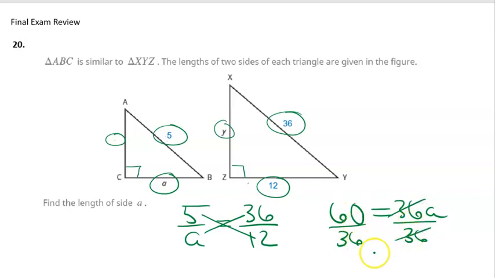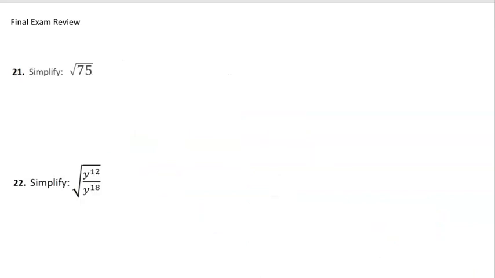Now, what number goes into both 60 and 36? Well, 6, right? That gives us 10 over 6, but what else? 12. I could have gone bigger, or 2 down here. So 5/3 is my A value. Notice it didn't ask for Y, so I didn't calculate Y. It only wants A. Next problem, we get to simplify radicals.